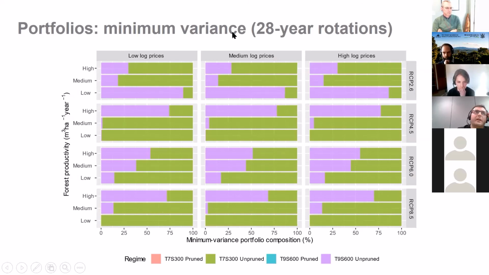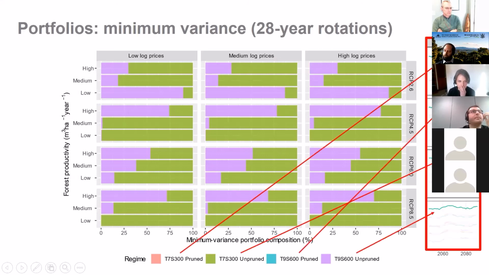And in this particular type of portfolio, all portfolios are based on unpruned regimes. If you recall, that's because this minimum variance portfolio is looking to minimize risk, minimize volatility of the time series. And if you go back and look at the time series, you will see that the unpruned regimes actually have a much lower volatility, and that's what's driving these results here.